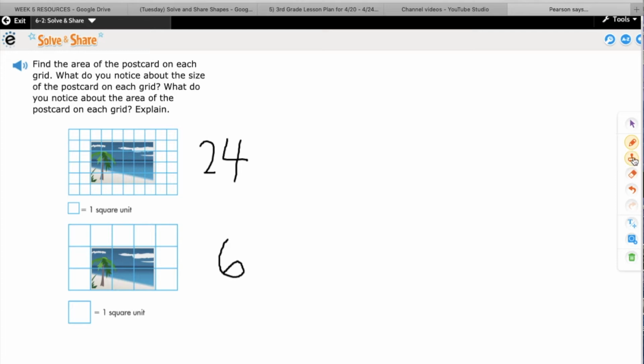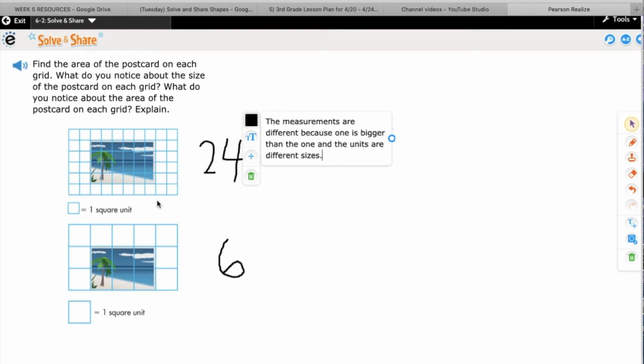So what do you notice about the size of the postcards? The measurements are different because one is bigger than the other. And the units, so how big the squares are, the units are different sizes. Okay, so we know that this one is a little bit bigger than these squares. And that's it for your solve and share.